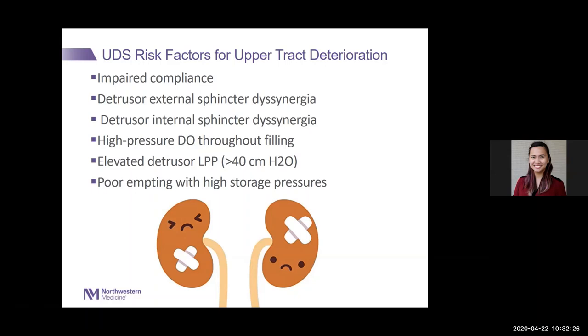And the famous study by Dr. McGuire back many, many years ago looking at a group of spina bifida patients showed that if their detrusor leak point pressure was above 40, they were at higher risk for upper tract damage and poor emptying with high storage pressures. So if you think about it, why is this?